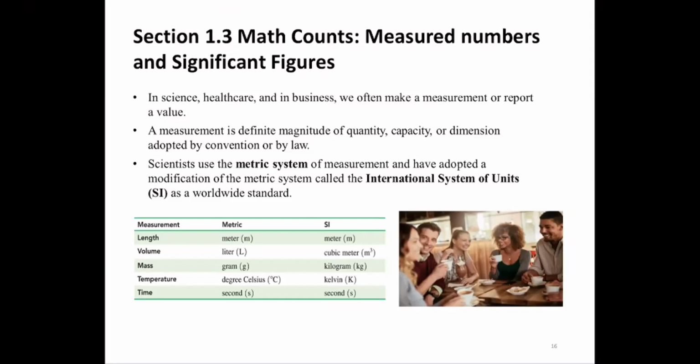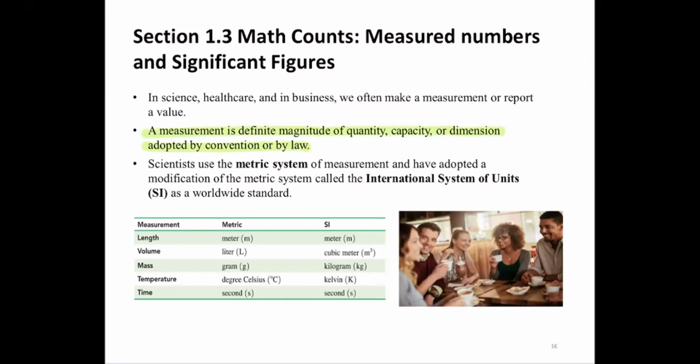The definition of a measurement specifically is going to be a definite magnitude of quantity, capacity, or dimension that is adopted by convention or by law, okay? When it comes to the laboratory, scientists utilize the metric system of measurements. We as scientists have adopted a modification of the metric system, which is known as the International System of Units. For short, we call it the SI system.